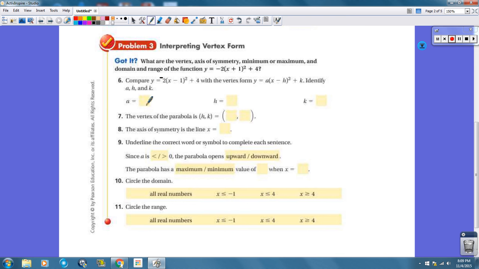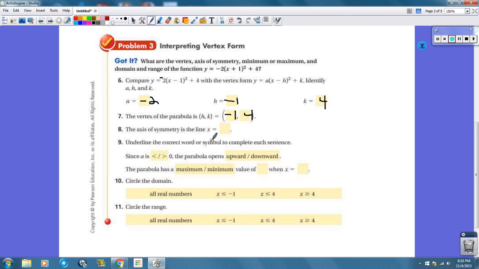Okay, so A in this equation, what number is in front of the parentheses? That's going to be negative 2. Again, bear with my handwriting, okay, because I don't have my slate. And then H, this says x minus h, so this would be x minus a negative 1, so that's going to be negative 1. I'm going to erase that and rewrite that. Okay, so negative 1. And then k is going to be whatever it is there, it's 4. Okay, so then my vertex is (h, k), so it's (-1, 4).